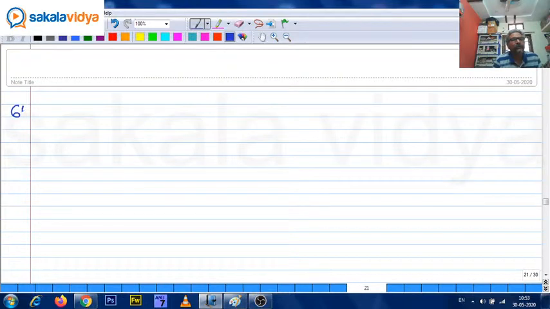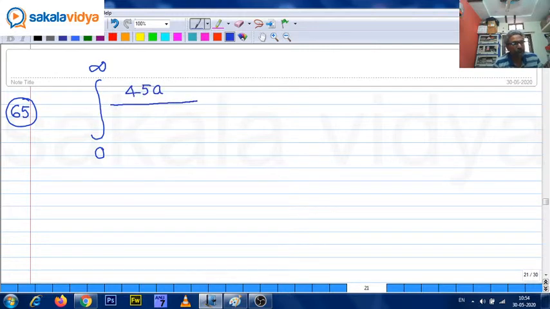Question number 65. Integral 0 to infinity of 45a upon (3 plus a plus at) to the power 4 dt equals to.